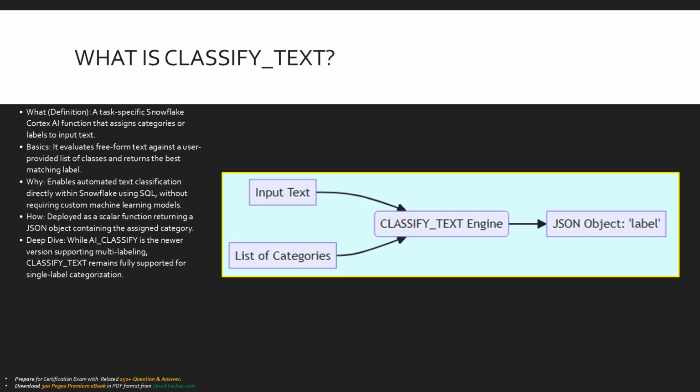In the era of unstructured data, making sense of free-form text like emails, reviews, or logs is critical. Classify Text is a purpose-built Snowflake Cortex AI function that reads an input string and assigns it to a specific category from a list you provide.